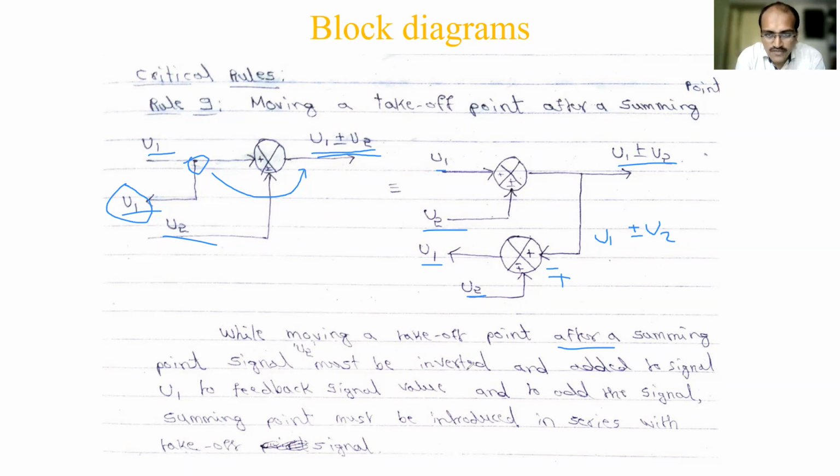So signal u2 must be inverted. That is what we have told. If plus minus is there, you have to take minus plus. If minus plus is there, you have to take plus minus. And it is added to signal u1 to give the feedback signal. To add the signal, a summing point must be introduced in series with the takeoff point signal. So that is about this rule 9, moving a takeoff point after a summing point, or in another way, moving a summing point ahead of a takeoff point. So don't get confused. Just the reverse of that we'll also see.